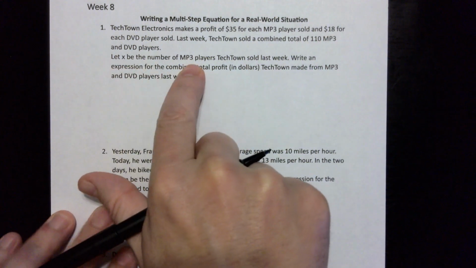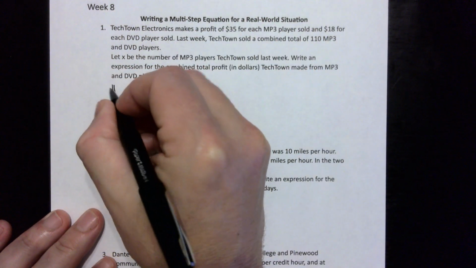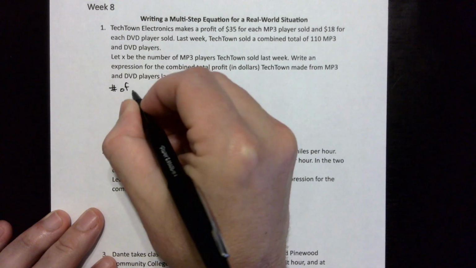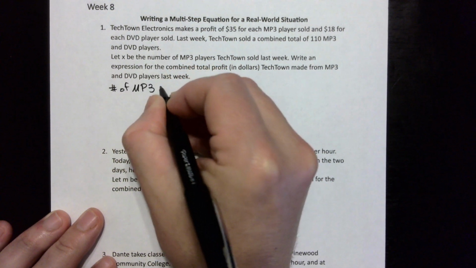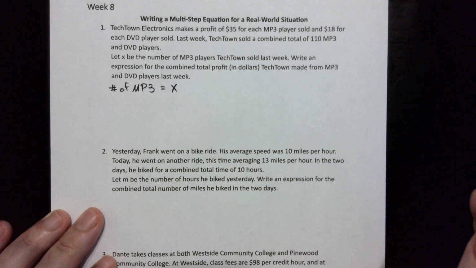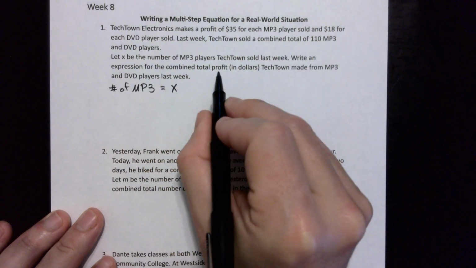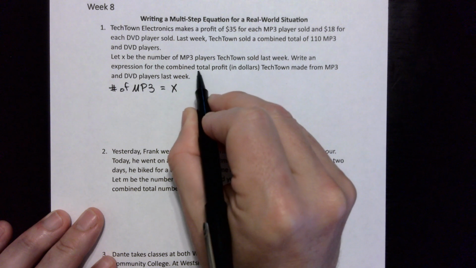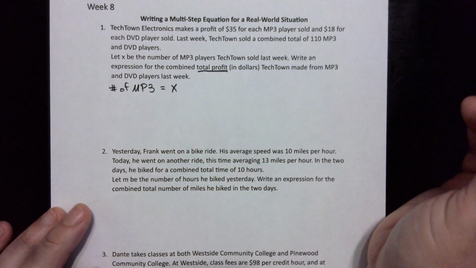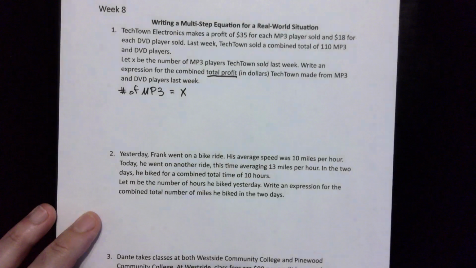Let X be the number of MP3 players sold. So I'll say the number of MP3 equals X, sold last week. And it says write an expression for the combined total profit in dollars Techtown has made from both the MP3 players and the DVD players.